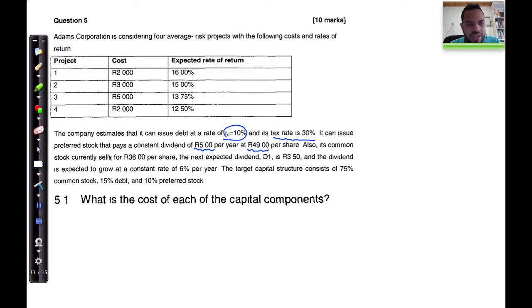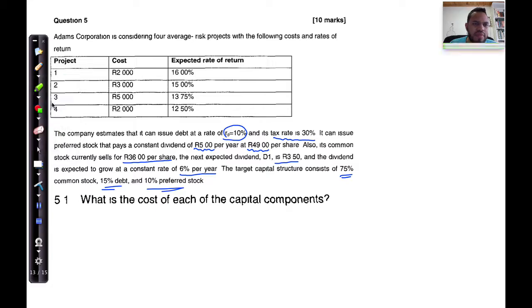Also, its common stock currently sells at 36 rand per share, and the next expected dividend D1 is 3 rand 50. Okay, and the dividend is expected to grow at a constant rate of 6% per year. The target capital structure consists of 75% common stock, 15% debt, and 10% preferred stock. Okay, so what is the cost of each of the capital components?